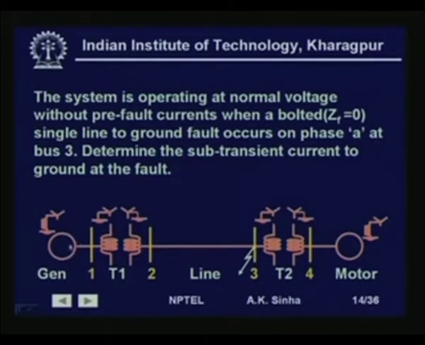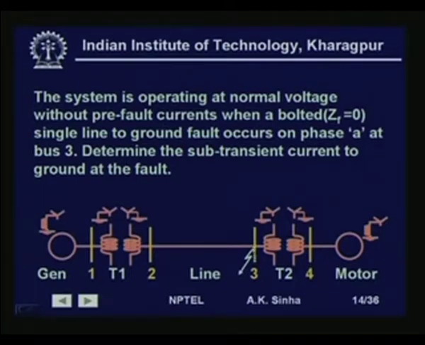So we have the system. This is a generator. This is the transformer T1. This is a transmission line. This is another transformer T2, and this is the motor connected. These are all star grounded systems, whereas the motor and the generator are grounded through a reactance.